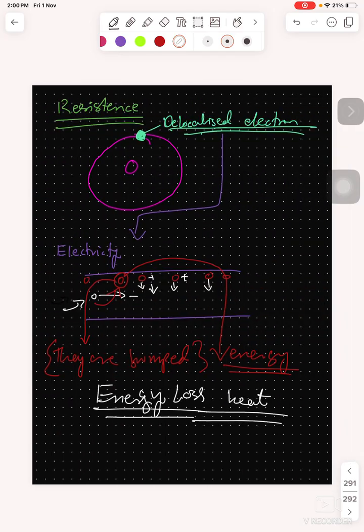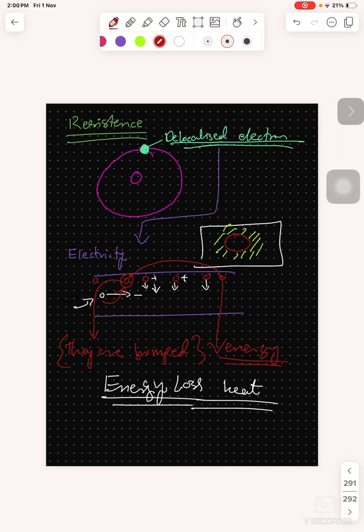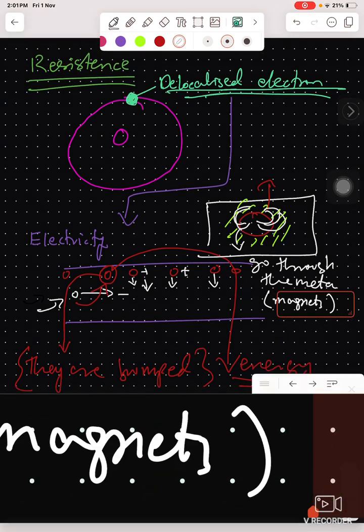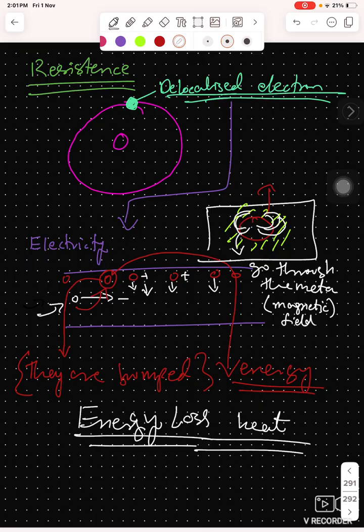How? Let's suppose we have a metal plate, and on that we put a superconductor. At first, when it has a certain temperature, the magnetic field will go through the metal.